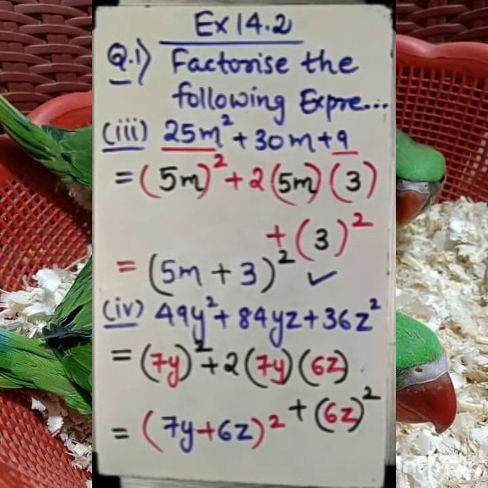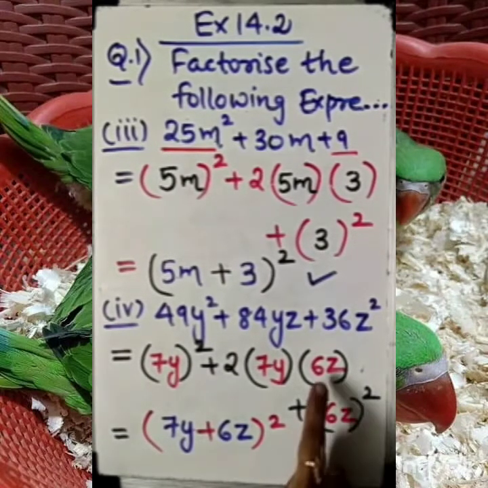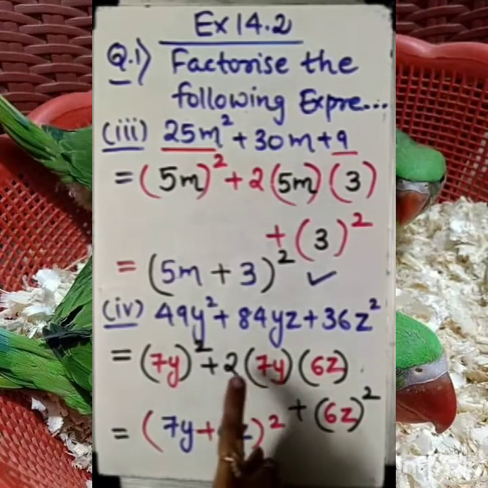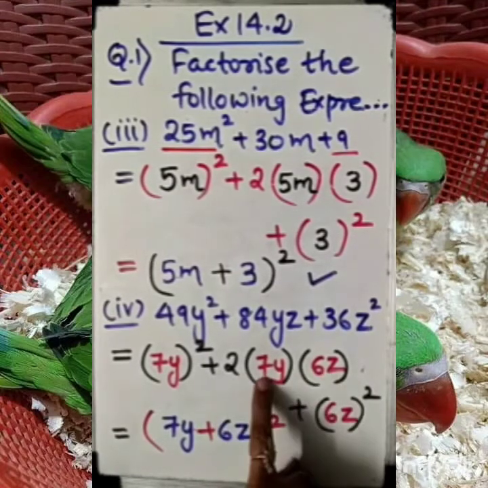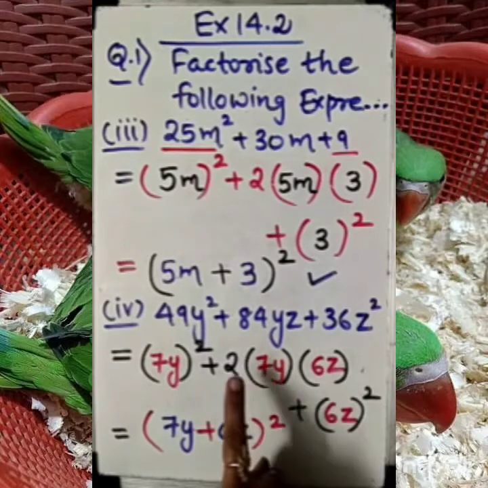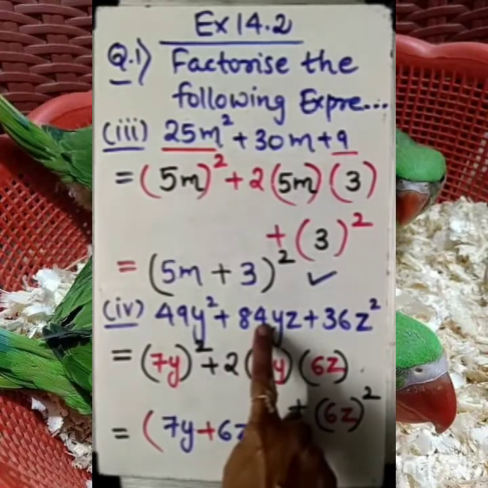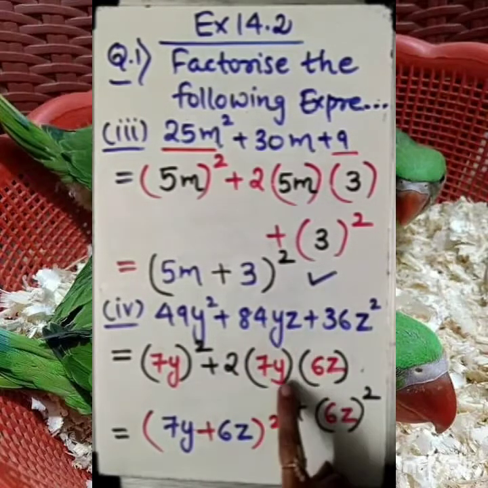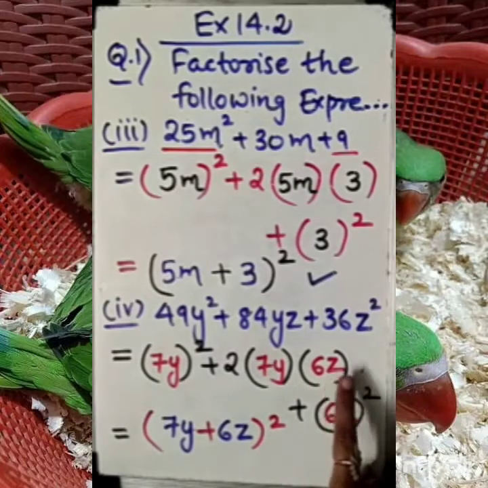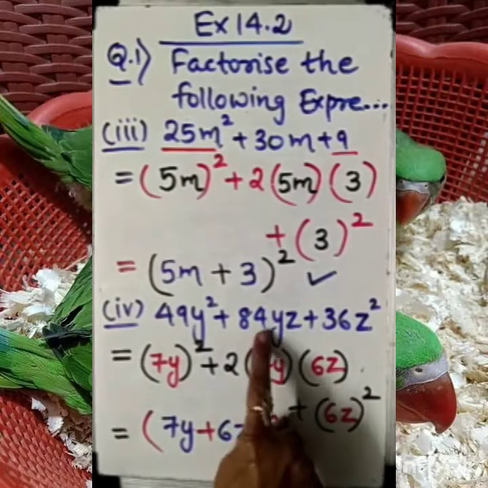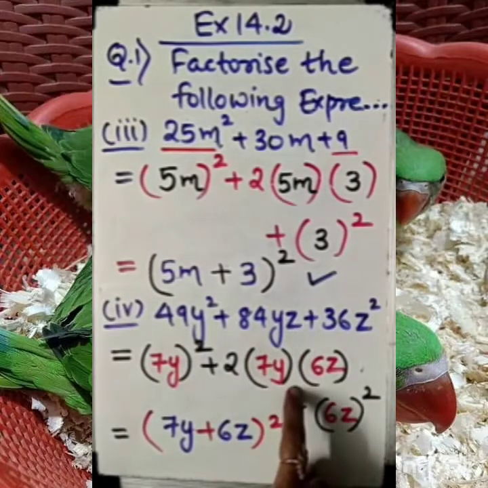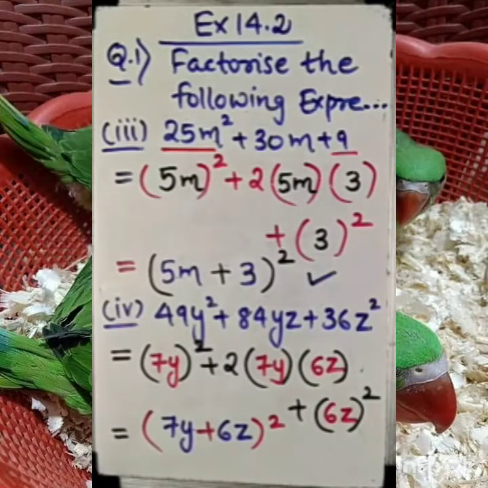And here also you can verify 6 into 7 into 2. 6 7s are 42. 42 into 2, 84. And along with that y and z. So the middle term is automatically set with this. Clear to you? That's why it is a perfect square of this expression.